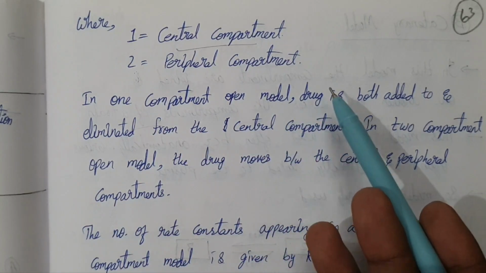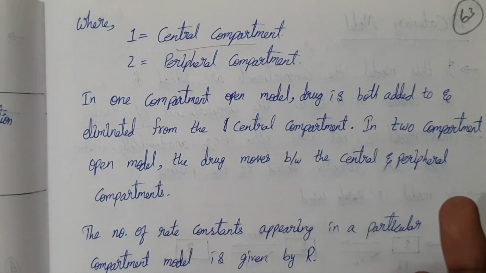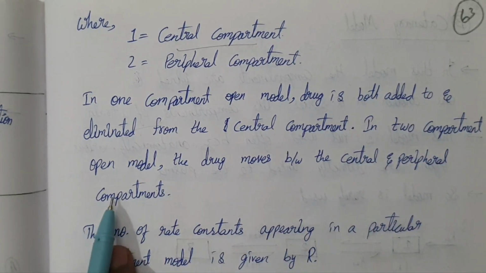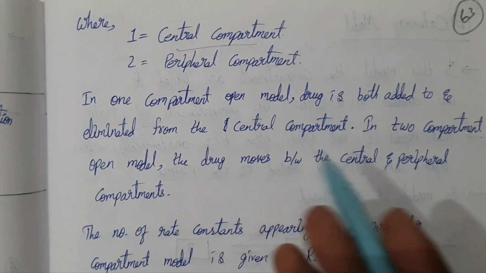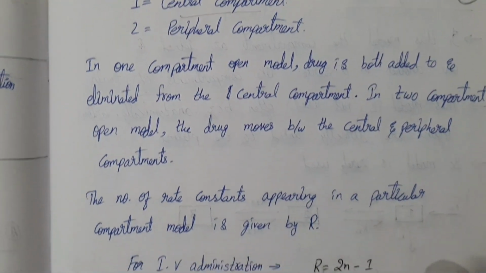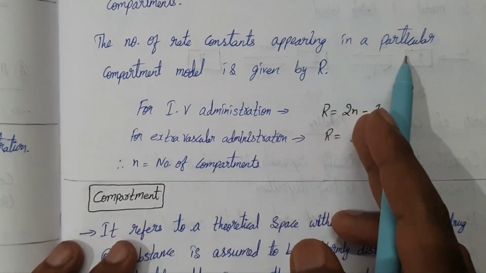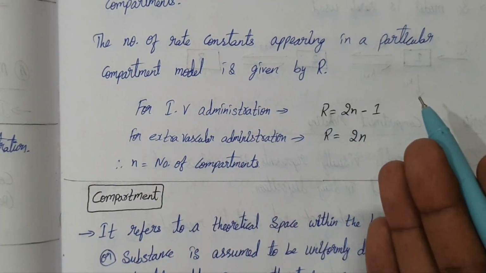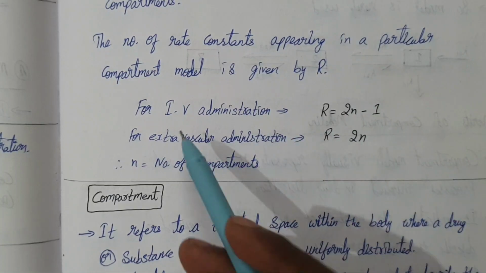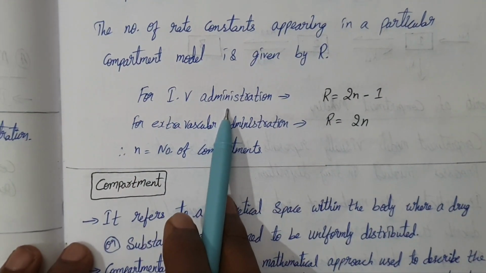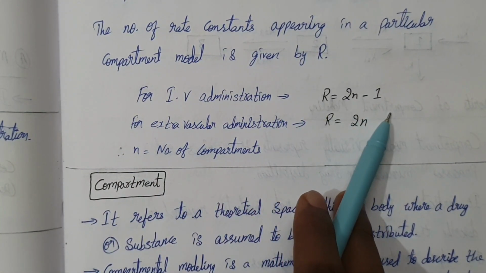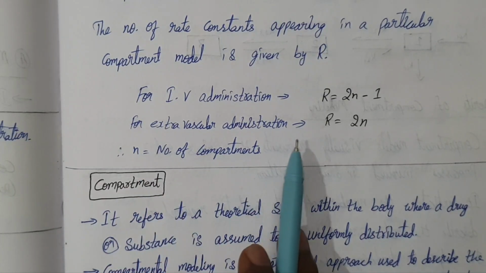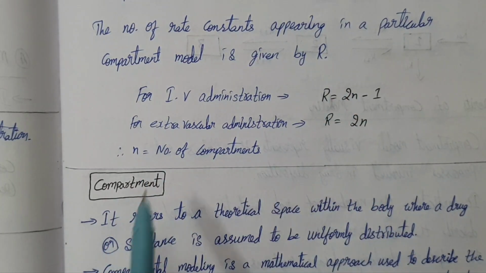In the one compartment open model, the drug is both added as well as eliminated from the central compartment only. In the two compartment open model, the drug moves between the central and peripheral compartment. The number of rate constants appearing in a particular compartment model is given by R. To know how many rate constants a model has, for the IV model R equals 2n minus 1. For extravascular administration, R equals 2n, where n is the number of compartments.